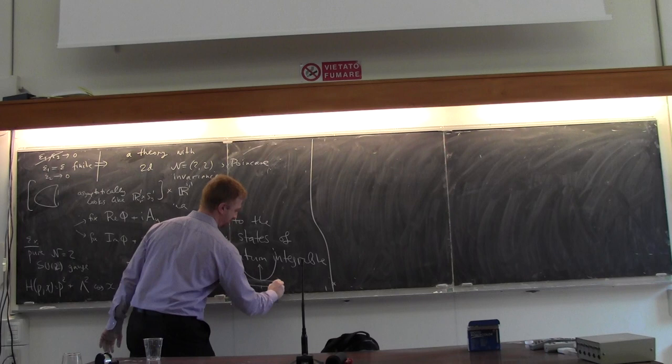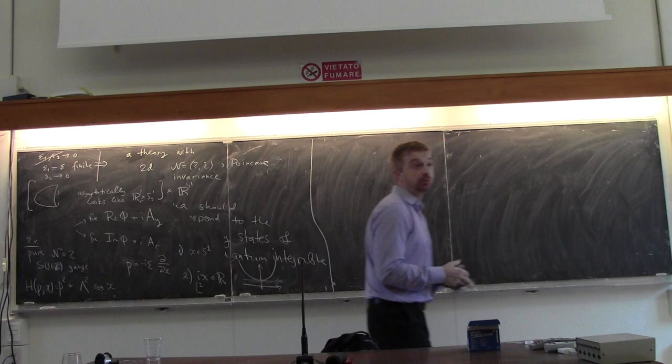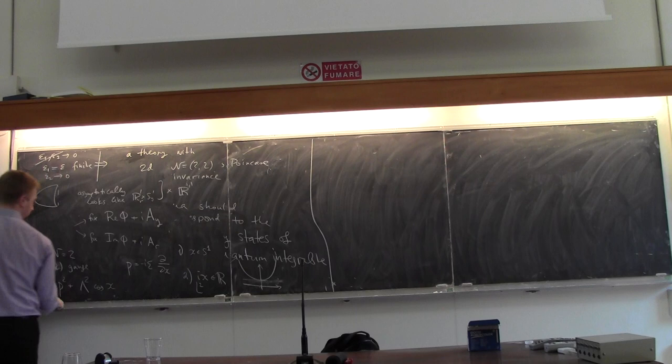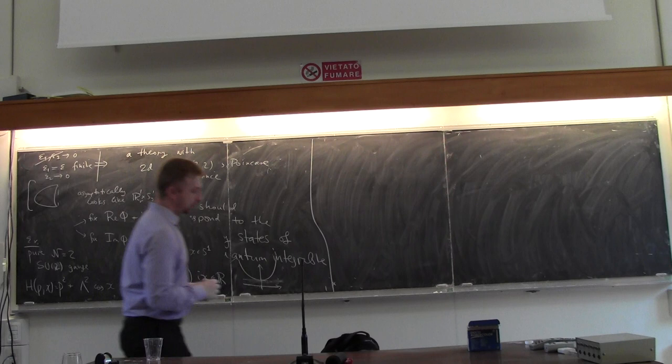So you look for the L2 functions on the real line. It's a different spectral problem, different spectrum. Just to make sure, the asymptotic radius of that cigar is 1 over x, isn't it? In some picture, yes. Okay.